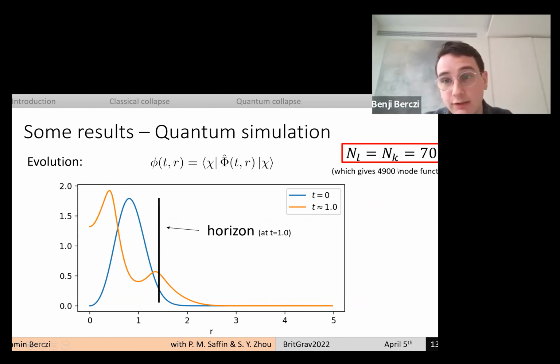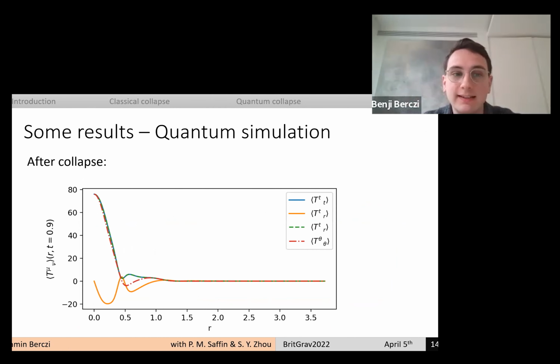And here we use 5,000 modes. So this looks exactly the same as in the classical case. It's very hard to see by eye what would be the difference. But what does show some difference is the stress energy tensor components. So here is just the full expectation value. So this is classical plus fluctuations, but we can in fact look at just the difference. But let's look at this for now.